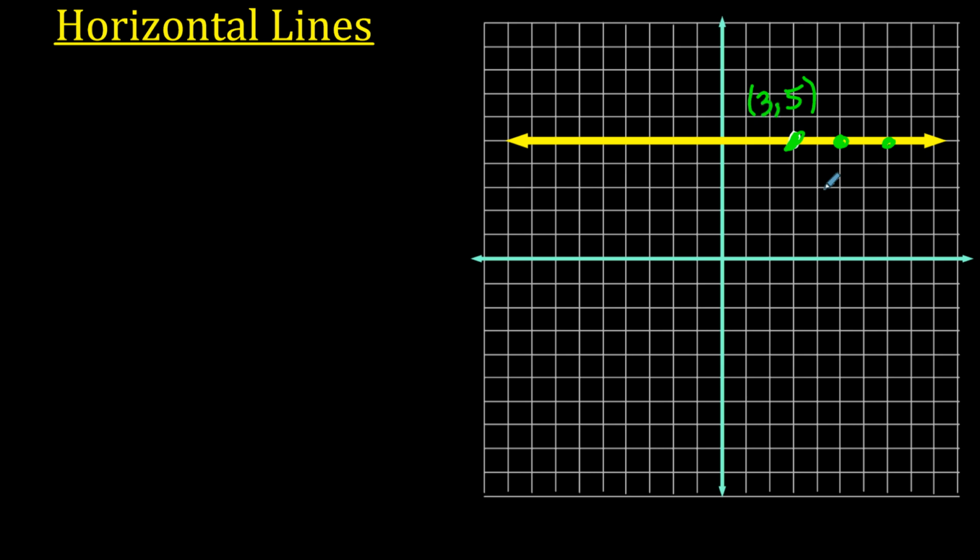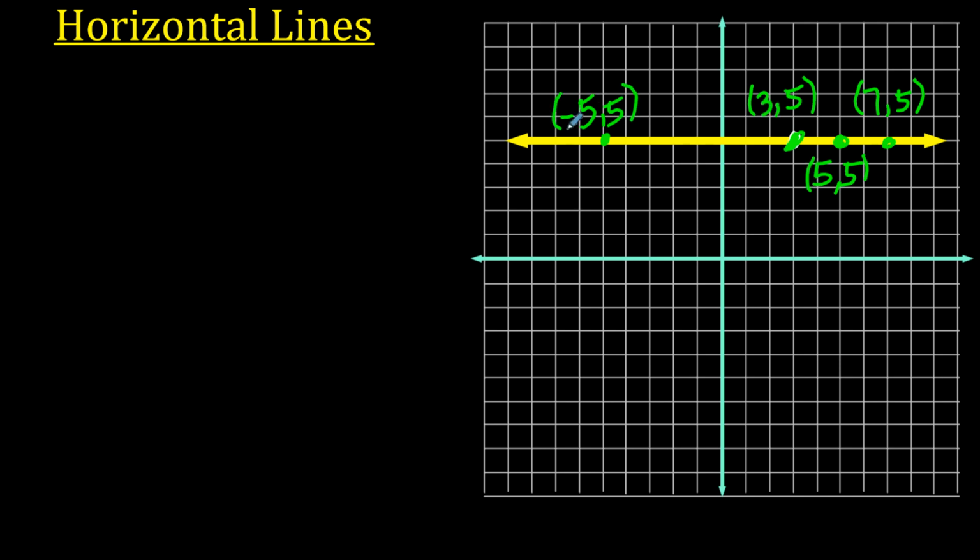The one next to that is over 5 up 5. The one next to that is over 7 up 5. We could find another point like back here maybe, where this is 1, 2, 3, 4, 5 up 5. So negative 5 up 5.